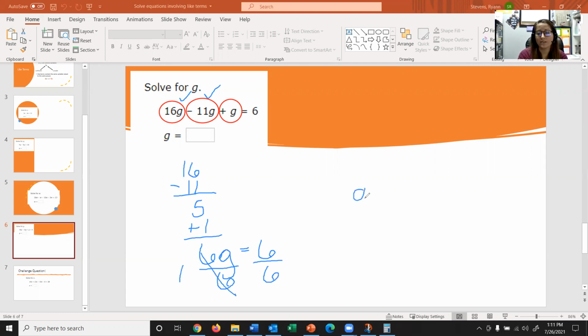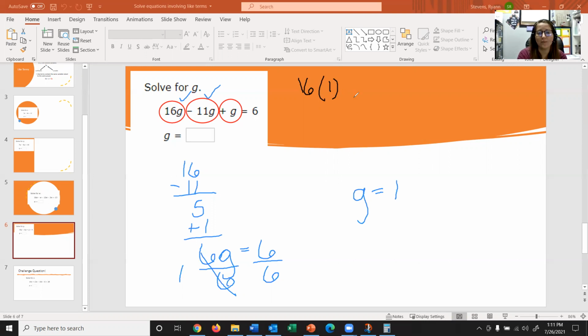So we're just going to leave this as G equals. And then 6 divided by 6 is going to give us an answer of 1. So we can see that G is equal to 1. When we check this question, we're going to plug this in. Anywhere you see the variable, we're going to plug in the number.